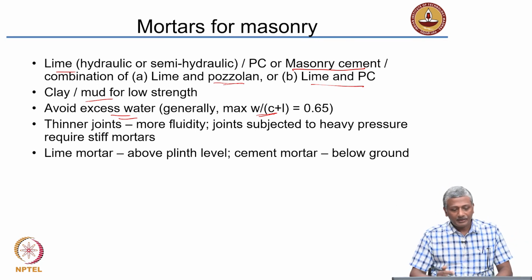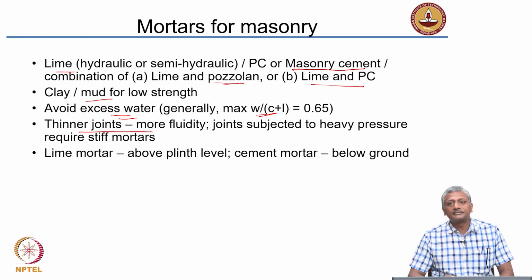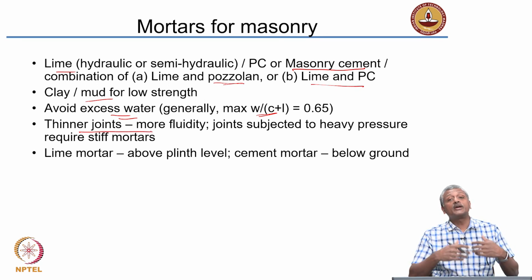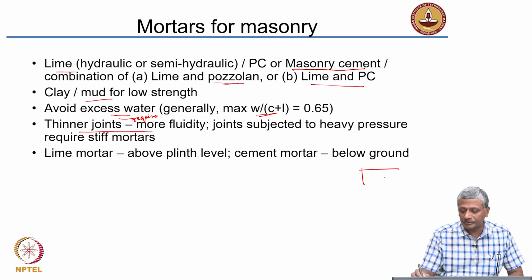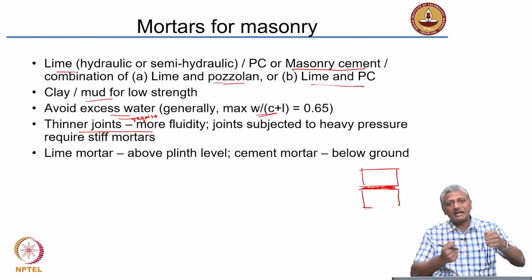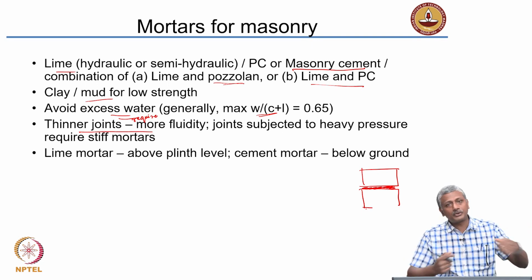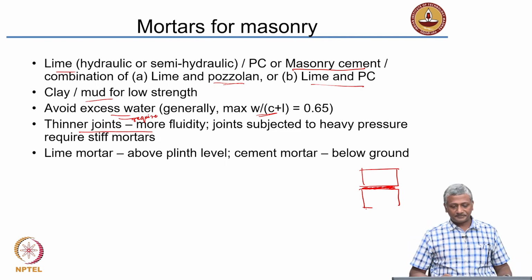joint together. Now the thinner joints require more fluidity. For example, if you have blocks sitting on top of each other, right? If you want to have a very thin joint, you need to have a mortar that is quite fluid so that it's getting pressed properly. At the same time, you should not press it so much that the mortar completely squeezes out. So it should not be that wet.